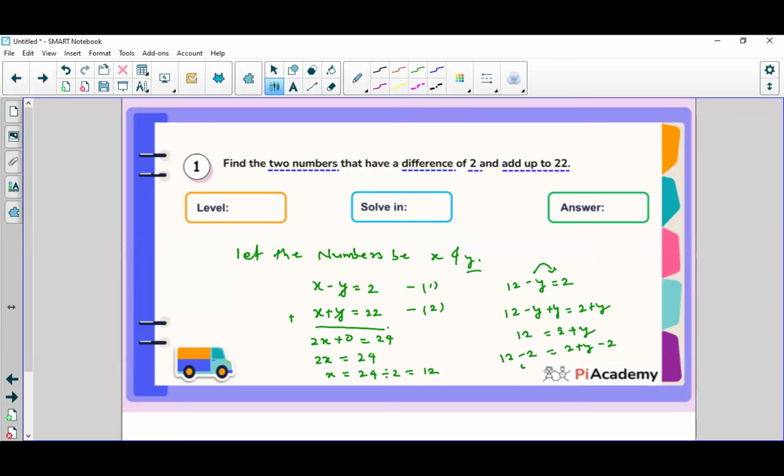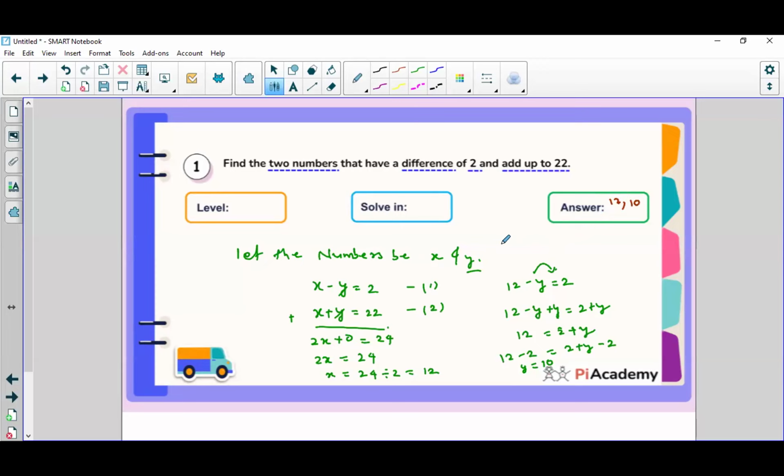So here y equals 10. So I got the value for both of the variables. I got x as 12 and y as 10. And you can check whether it's satisfying the condition given in the question.